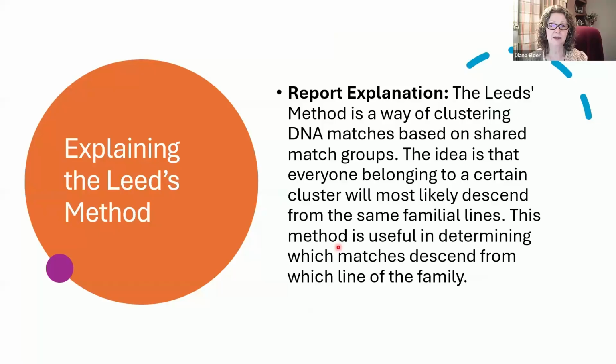So here's an example of a little explanation in a narrative format that can be used over and over and over when you are explaining the leeds method. The leeds method is a way of clustering DNA matches based on shared match groups. The idea is that everyone belonging to a certain cluster will most likely descend from the same familial lines. This method is useful in determining which matches descend from which line of the family. So this would just be a simple explanation, and then following that, you could have the leeds chart that you created.